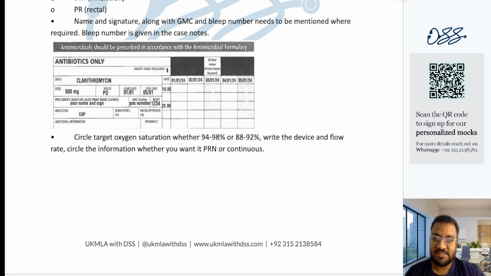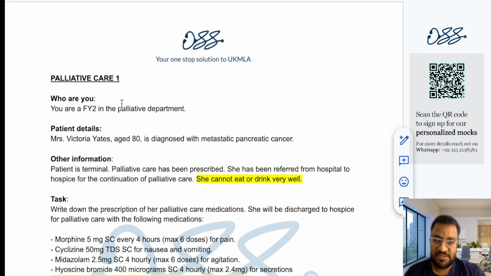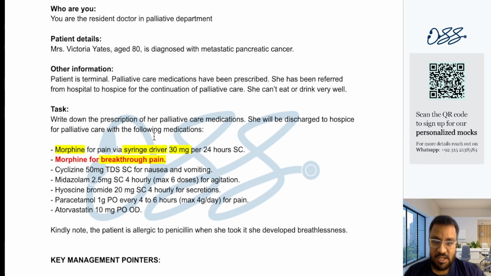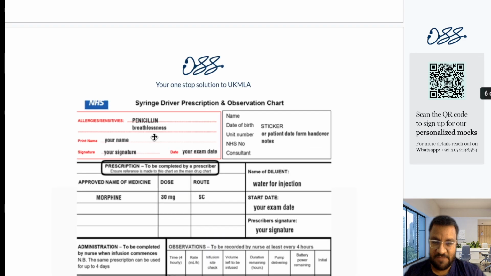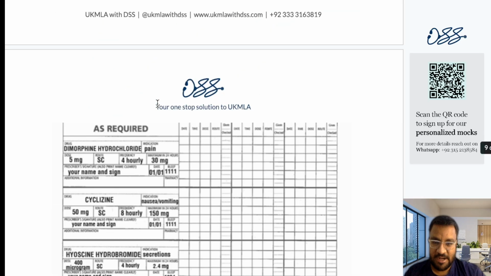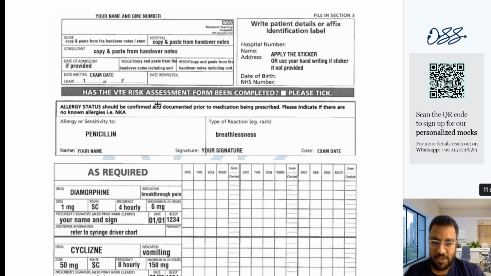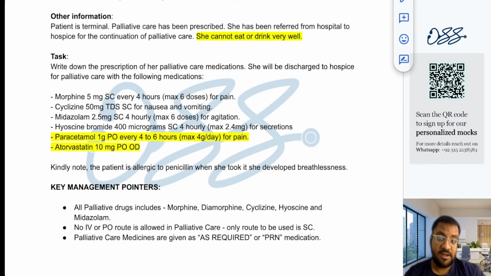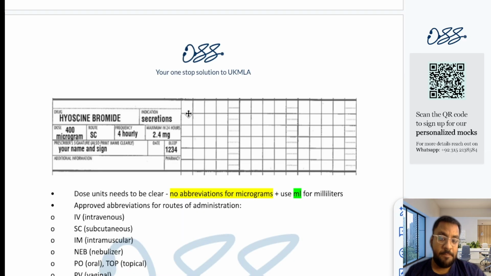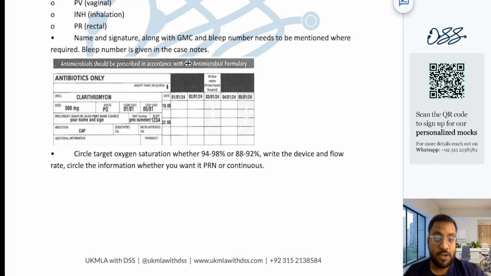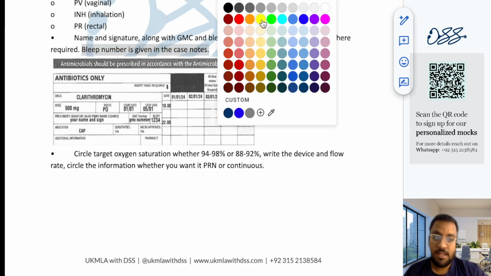bleep number or not. Let me show you one prescription in which I had a detailed case note available, in which everything was written, the bleep and all. Right now I'm not able to find it, but I'll try to attach it in the comment box. Usually everything is written in a lot of detail. The bleep number is also mentioned, so you need to make sure that you write down your bleep number as well. Do not miss the bleep, because if you miss it, unfortunately you're not going to clear the station, because there is no margin of error.